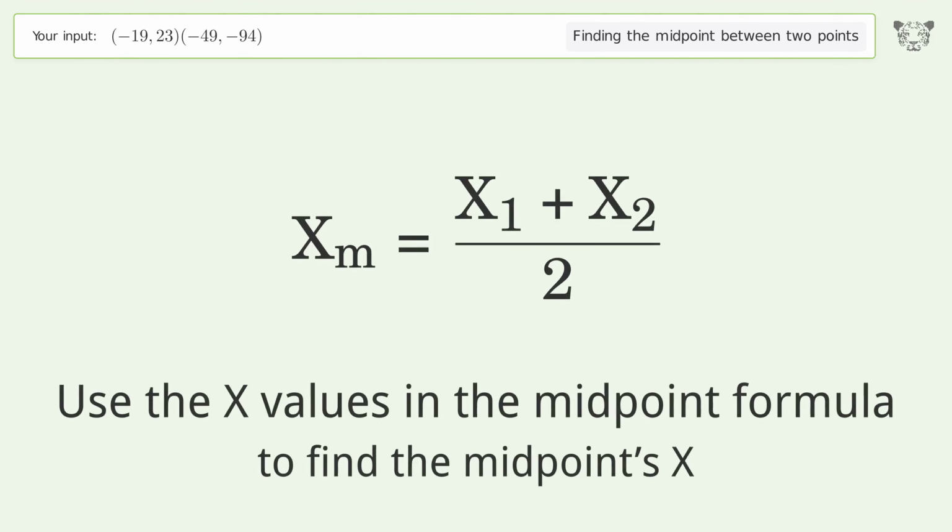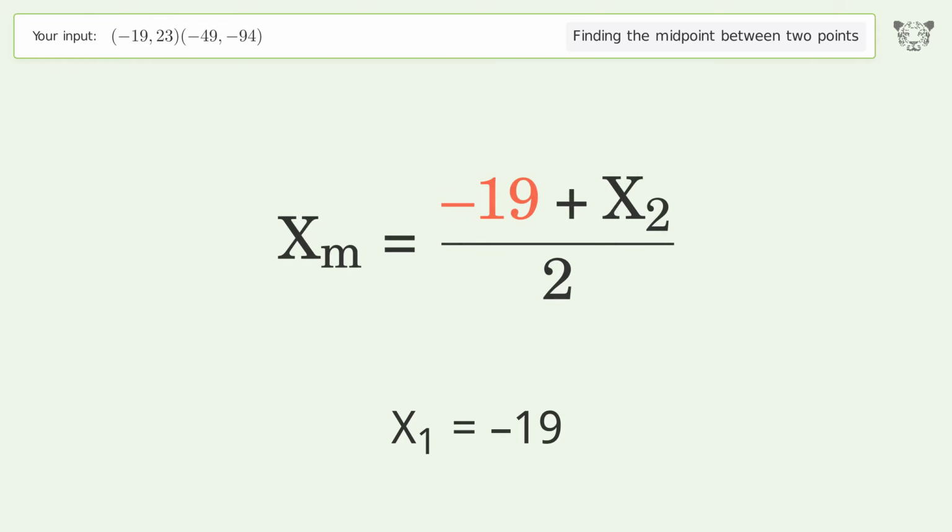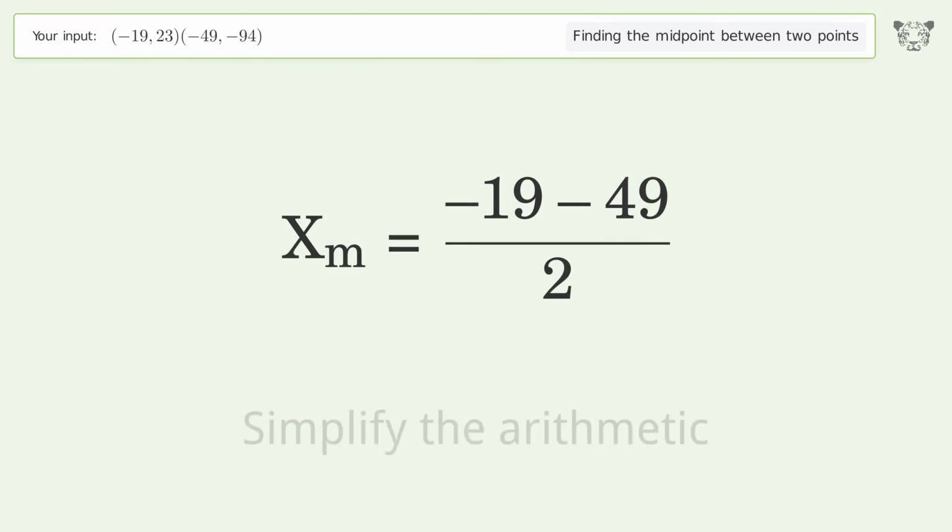Use the x values in the midpoint formula to find the midpoints x. x1 equals -19. x2 equals -49. Simplify the arithmetic.